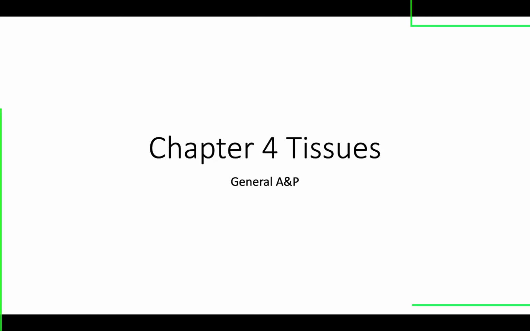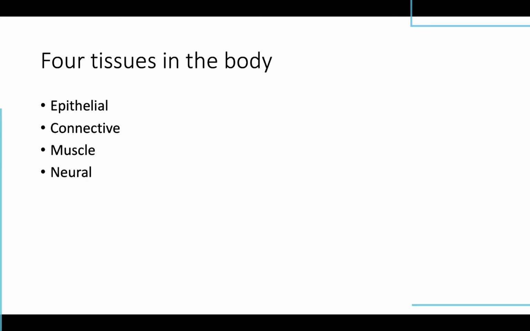All right, so we're going over chapter 4 on tissues, okay? There are 4 tissues in the body: epithelial, connective, muscle, and neural. Muscle tissue and neural tissue, pretty easy. Epithelial tissue, not so bad, a little more difficult. Connective tissue just seems huge. So we're going to try to break it down so that you guys can understand these a little bit better.